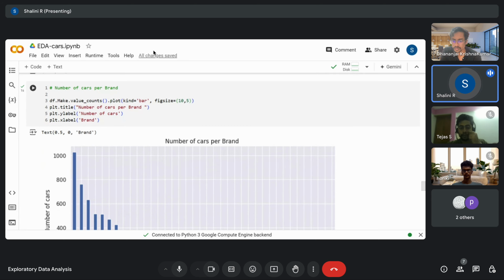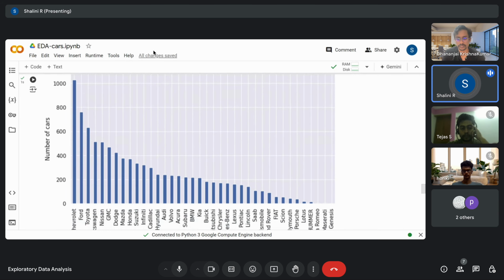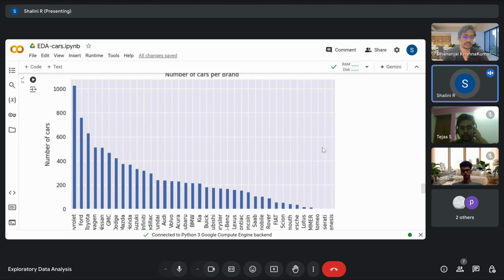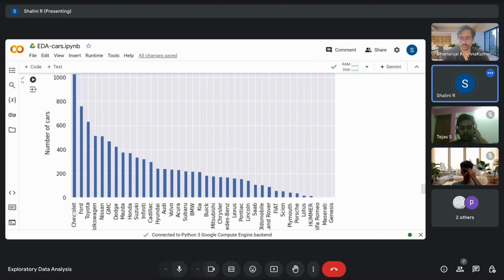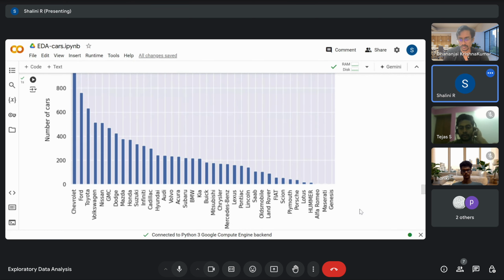This is a simple histogram bar chart, showing the number of cars for each brand. Here, the maximum number of them are from Chevrolet, and the next is Ford. Quite a few brands are there.